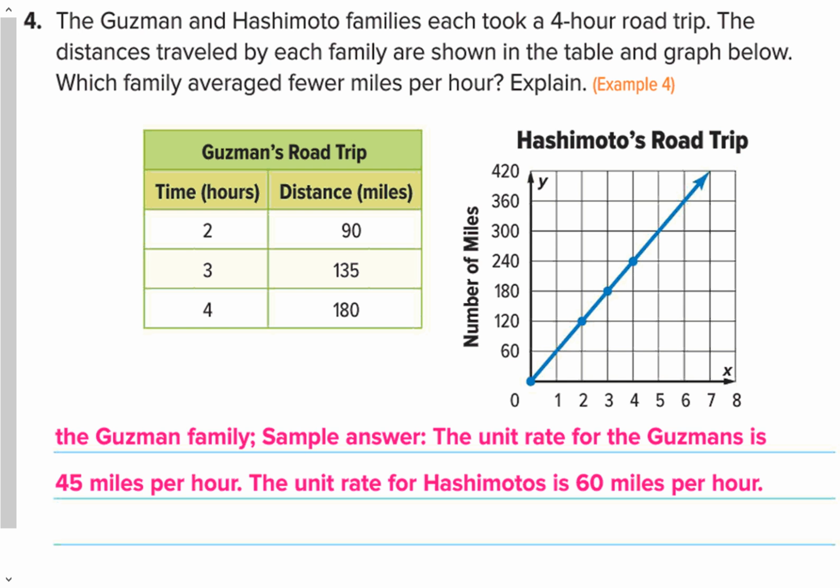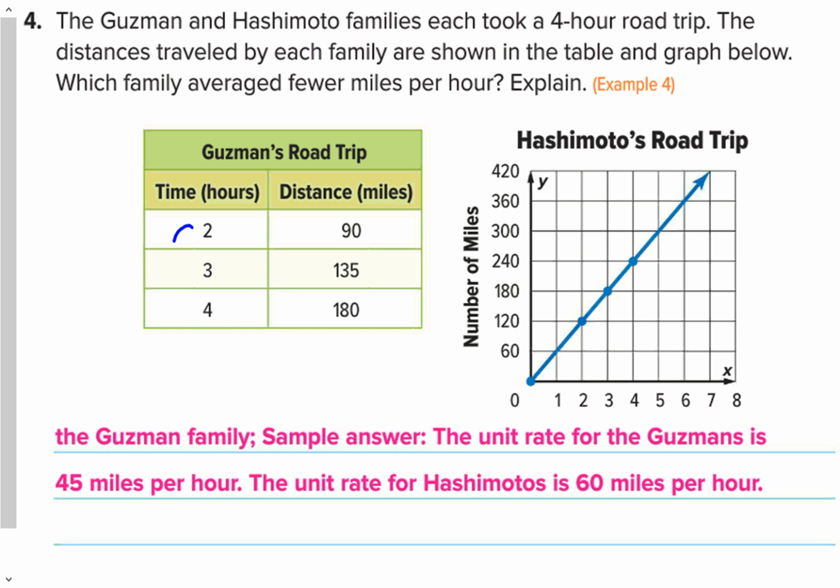Okay, here's example number 4. The Guzman and Hashimoto families each took a 4-hour road trip. Distance traveled by each of the families is shown in the table or in the graph below. Which family averaged fewer miles per hour? Okay, so again, I like to use tables more than graphs. It's really entirely up to you.